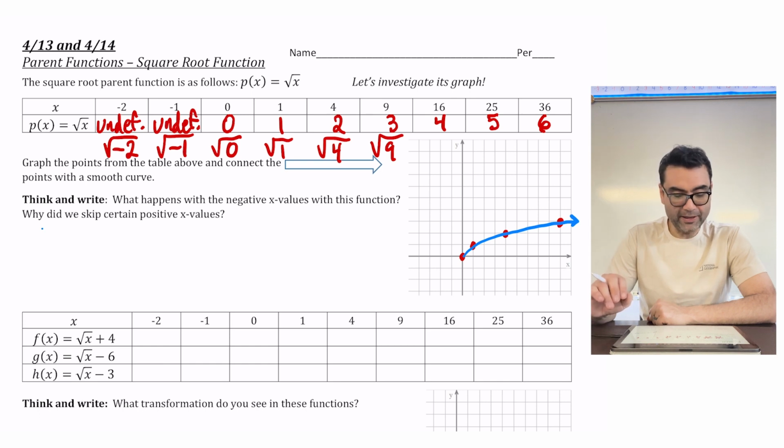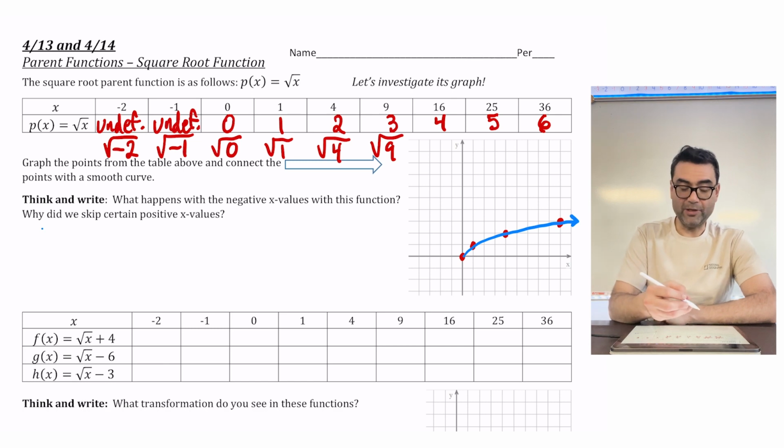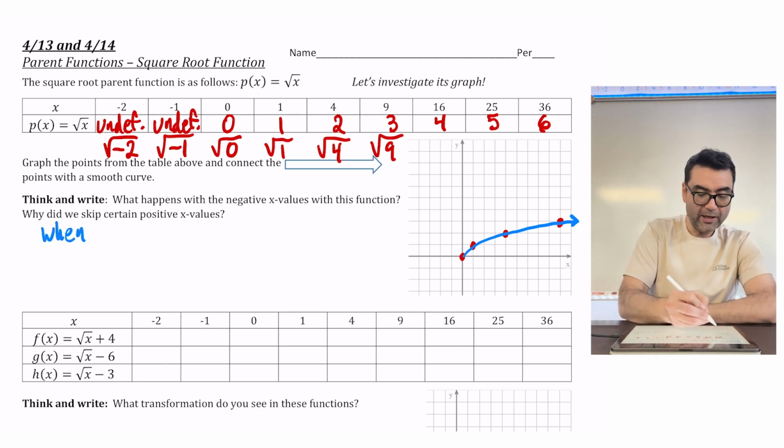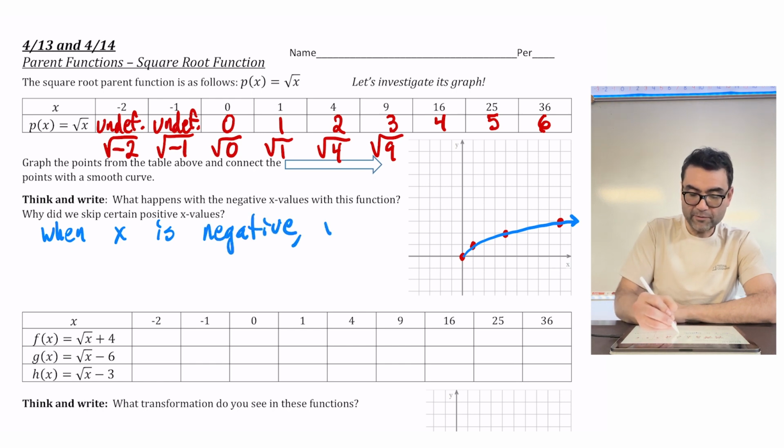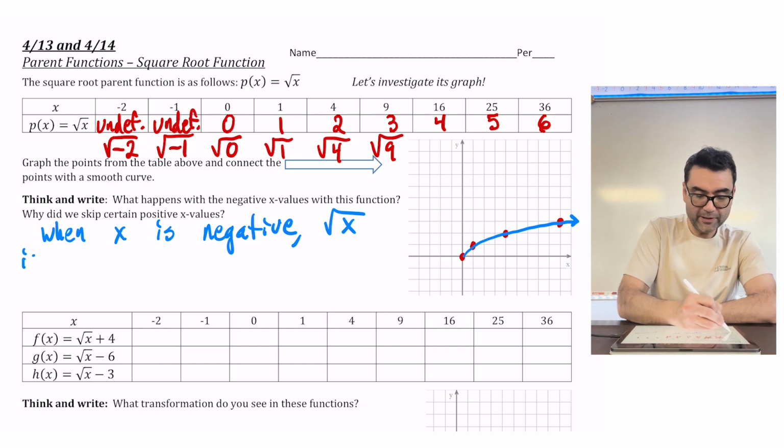And it asks here, what happens with the negative x values of this function? Why did we skip certain positive x values? So the main takeaway is, if you look at the table I gave us, when x is negative, square root of x is undefined.